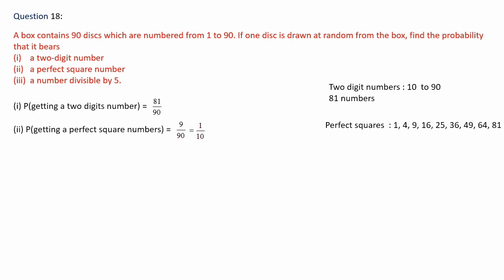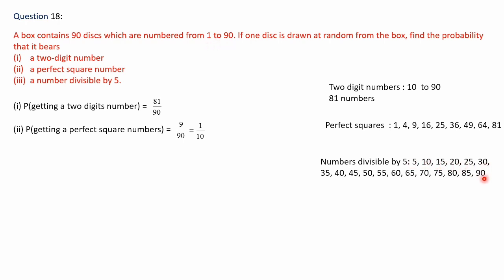You can cancel and write. Next is question number 3, a number divisible by 5. So from 1 to 90, which are the numbers divisible by 5? In the sense, you can just write the multiples of 5. So 5, 10, 15, 20, etc.